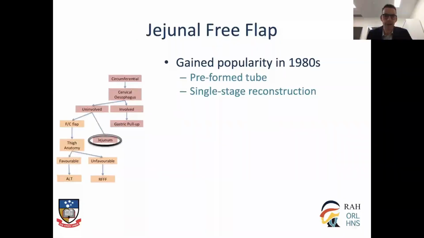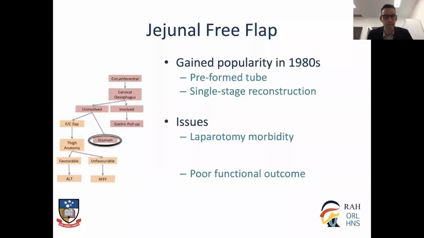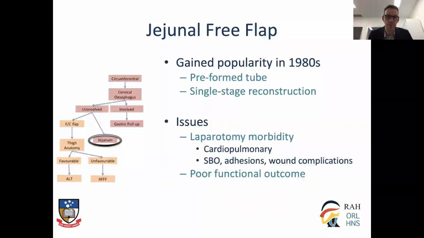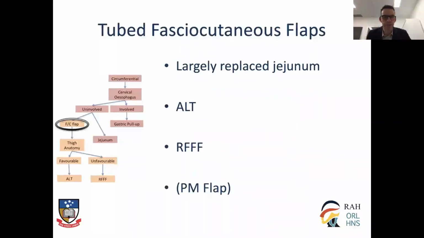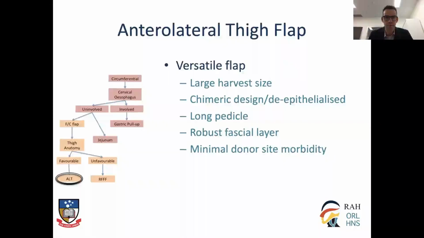Jejunal free flaps gained popularity in the 1980s. It's not a flap that we use routinely in our practice. It does again have morbidity from the donor site, generally poorer functional outcome with a wet voice with reduced intelligibility, intermittent dysphagia, and fairly high stricture rates. So we now do tubed fasciocutaneous flaps and largely use, again, the ALT or the radial forearm based on the patient's thigh anatomy, but would prefer the ALT free flap where possible.